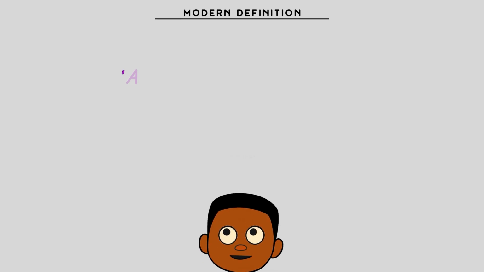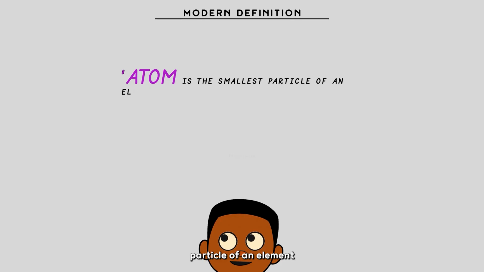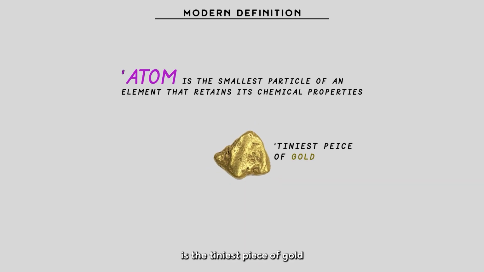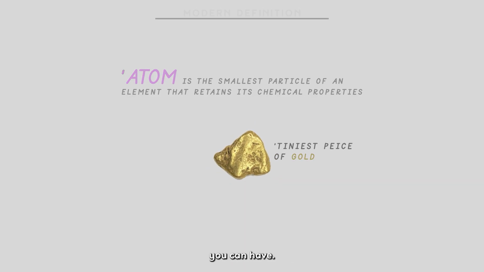Now let's shift our focus to the modern definition of an atom. So what is an atom? An atom is the smallest particle of an element that retains its chemical properties. For example, a gold atom is the tiniest piece of gold you can have.